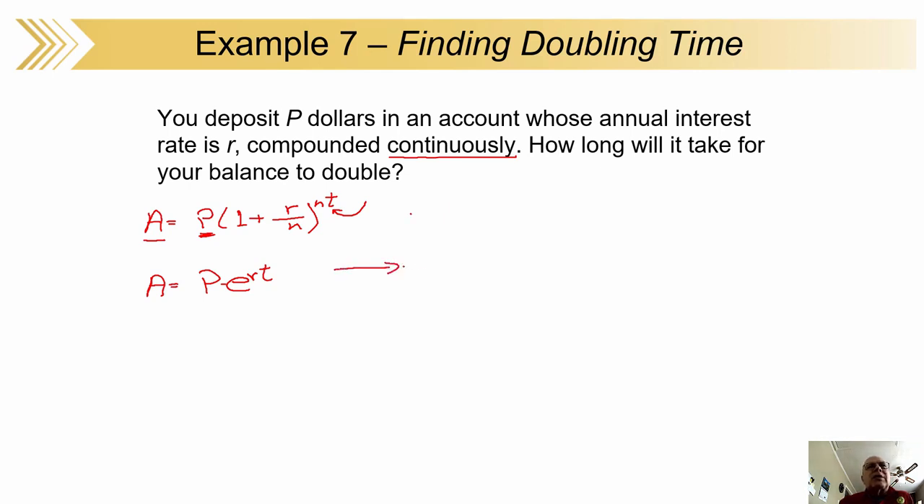If the balance is going to double, that means you put P dollars in, and what you end up with is 2P. Pretty simple, right? So, what can we do? Take a look at that. I can divide both sides by P. So I got 2 equals e to the r times t.